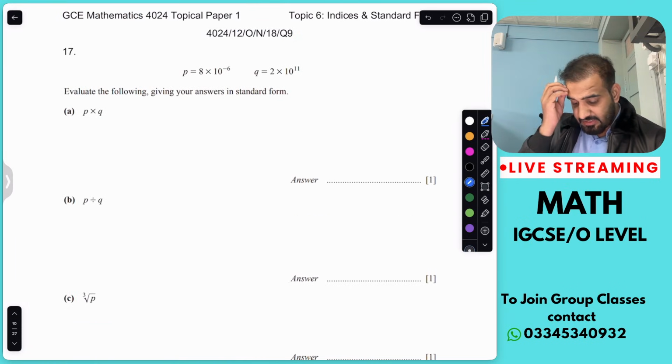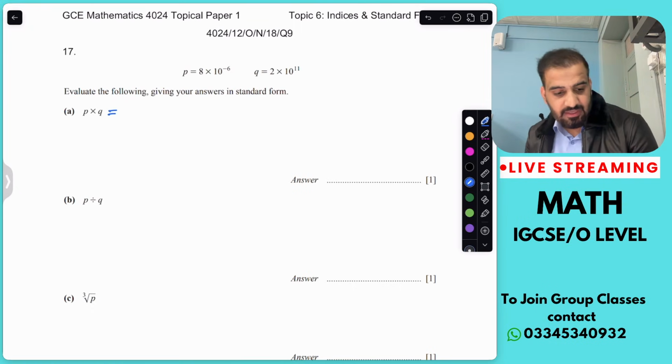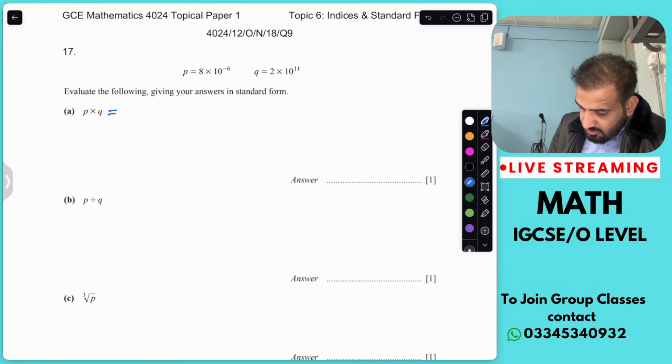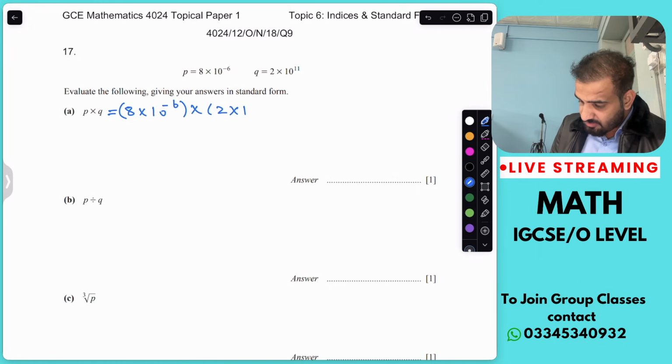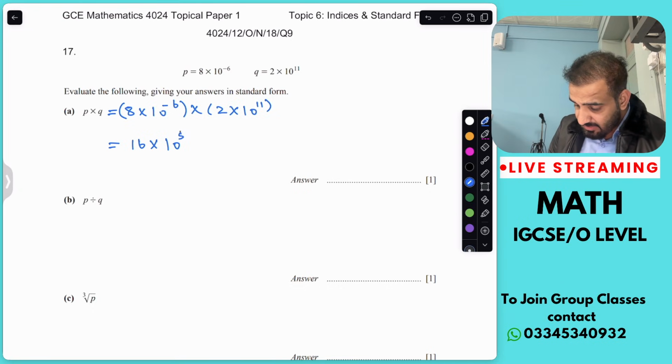Question 17. P times Q. So P times Q, number 1. Now I will do this a little directly, children, okay. Now I will do this question in short steps. So 8 cross 10 raised to power minus 6 cross 2 cross 10 raised to power 11. So 8 times 2 is 16 cross 10 raised to power. Bases are the same, you will simply add both powers. So minus 6 plus 11 is 5. So 16 can be written as 1.6 cross 10 raised to power 1 with 5. So it will become 6.